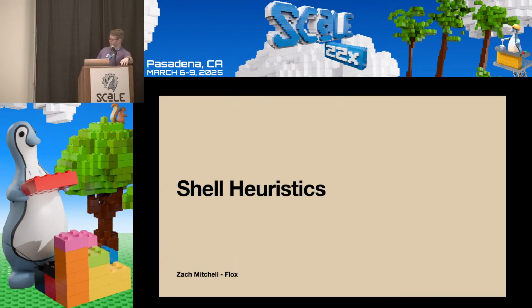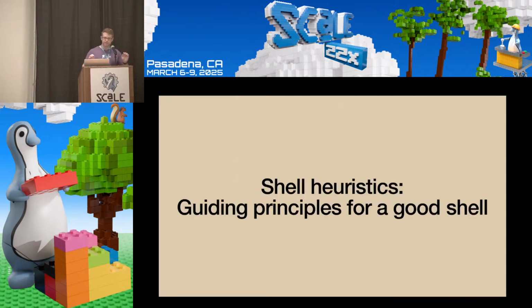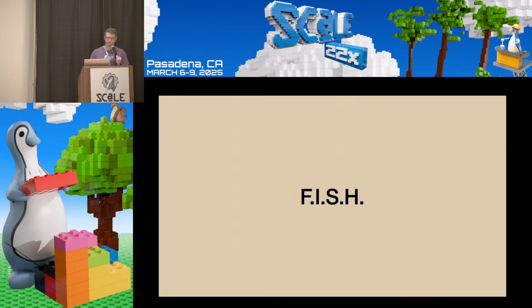Okay. My name is Zach. I work at Phlox. Phlox is a developer tool, primarily. At its core, it configures shells using Nix. And so we deal a lot with figuring out how to configure those shells correctly for some definition of correctly. So what I came up with was a list of shell heuristics, by which I mean guiding principles for coming up with a good shell implementation. I call these the Phlox independent shell heuristics, or FISH for short.